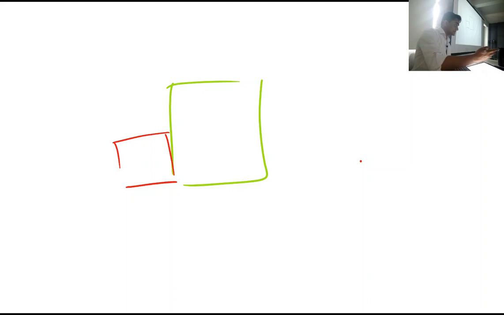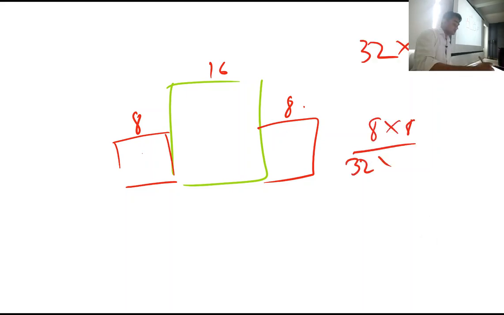Okay, let's see the chance. We're talking about chance, right? So this is 16, right? This is 8. Then I have this 8 also. So I essentially have a 32 cross 32 image. What are you cropping? 8 cross 8. You're cropping 8 cross 8 out of 32 cross 32. This is 4, this is 4, 1 by 16. You have 1 by 16 chance of actually cropping the area you're concerned about.